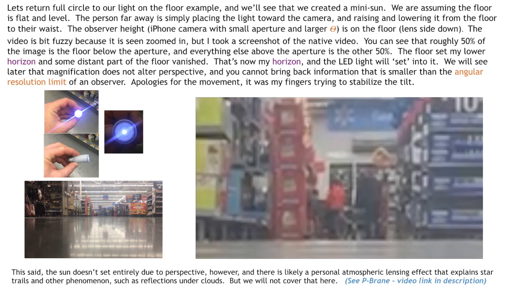Apologies for the movement artifact. It was my fingers trying to stabilize the tilt. It's a lot more stable when it's not zoomed in, but when it's zoomed in, it's a little bit unstable. But note the person here, and she is holding the flashlight pointing towards us, just raising it and lowering it, and you'll see it. It's on a loop, so it just goes back and forth, but you'll see it disappear and reappear to the observer.